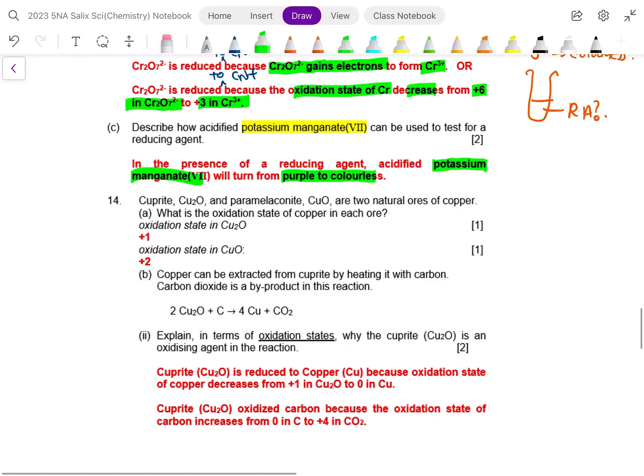Okay, let's look at question 14. This, I think, is a relatively short exercise.